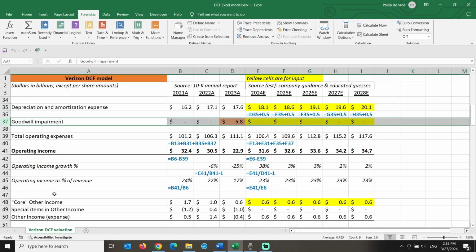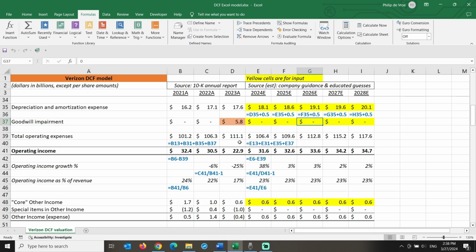2023 had a large charge in the income statement related to goodwill impairment. This one-off non-cash expense significantly impacted the 2023 results as far as profitability is concerned. For forecasting purposes, let's assume this is not recurring.